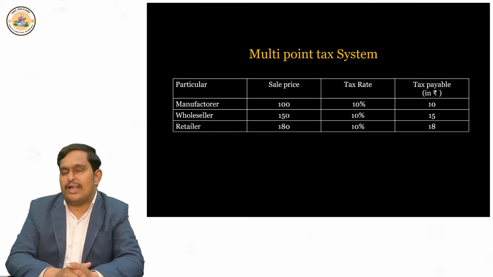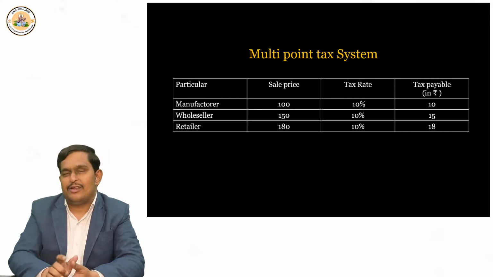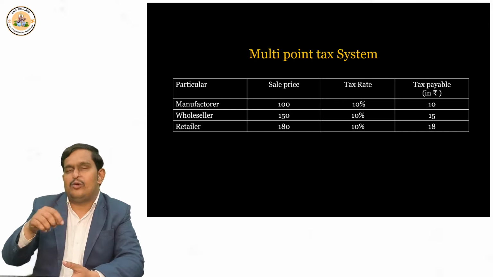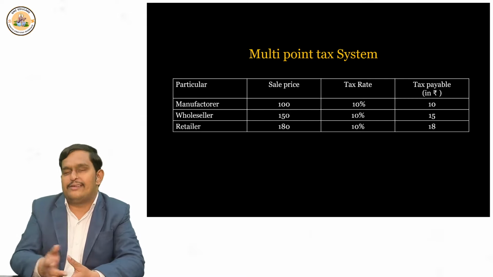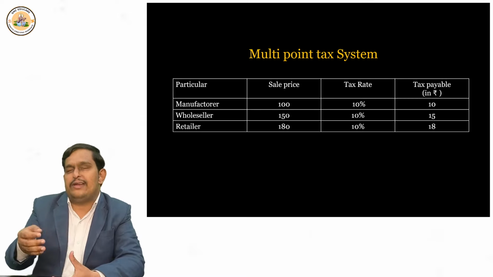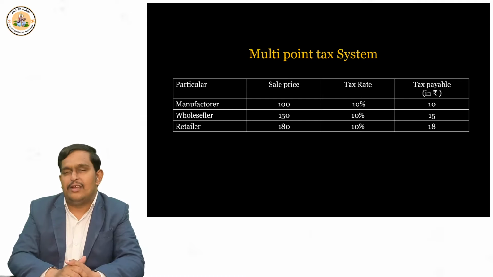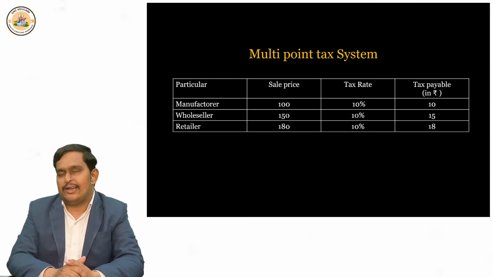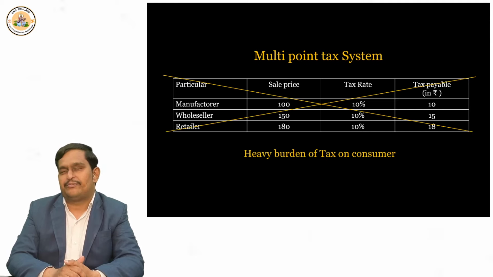The society is not happy. And that's why this system fails, because it creates huge inflation. The prices of goods increase unnecessarily; you are paying tax on the same value again and again. So that's why the multi-point tax system is looting the society. So it's not at all a good system. Consumers are not happy. So this system failed.